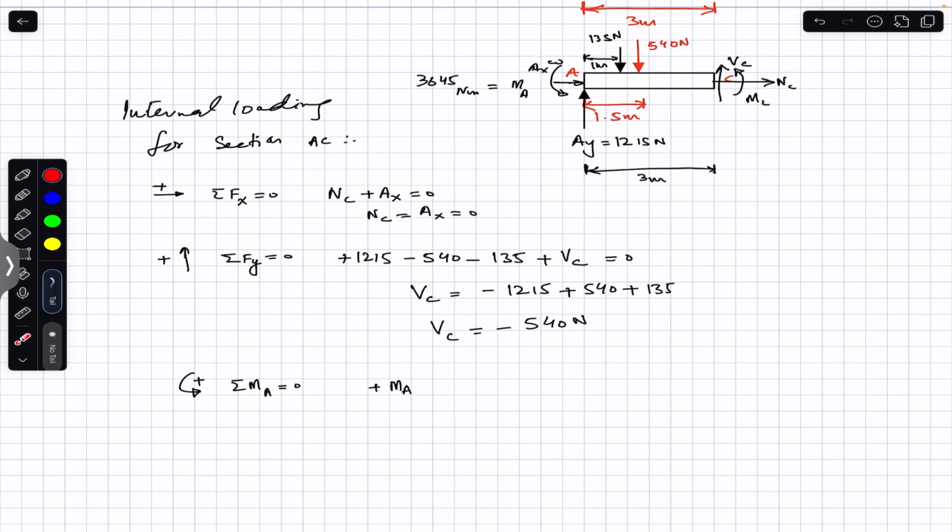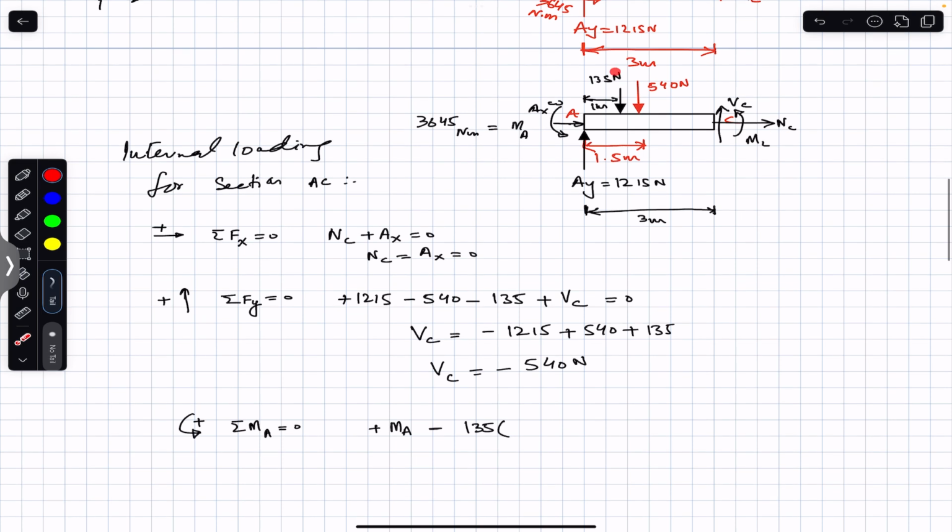this MA is in the counterclockwise direction, and this 135 Newton force is producing the clockwise moment, so we will write minus 135, and the perpendicular distance of this 135 Newton force from that end A is 1 meter. So we will multiply it with moment arm 1 meter.